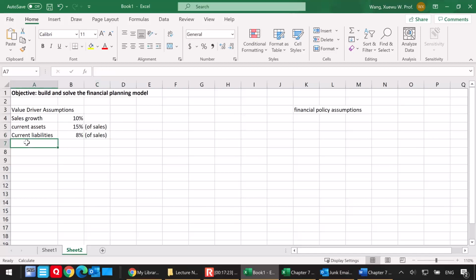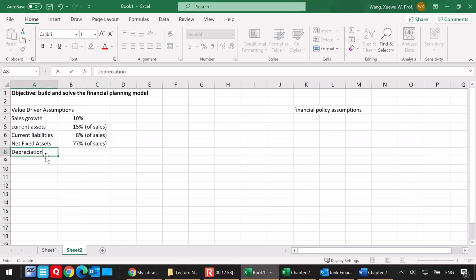And then we're going to look at net fixed assets. This is the total assets minus the total depreciation. The net fixed assets that we're going to assume is 77% of sales. You see that so far everything is tying back to the sales. That's why we say sales are the value drivers for the company. And then you have the depreciation.